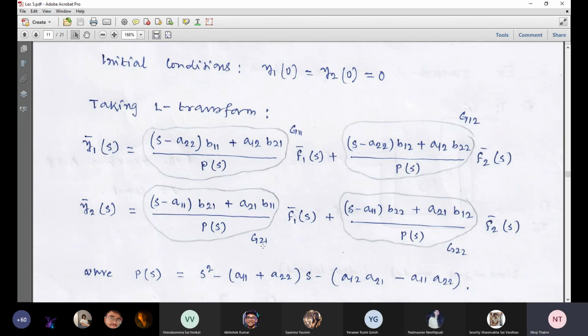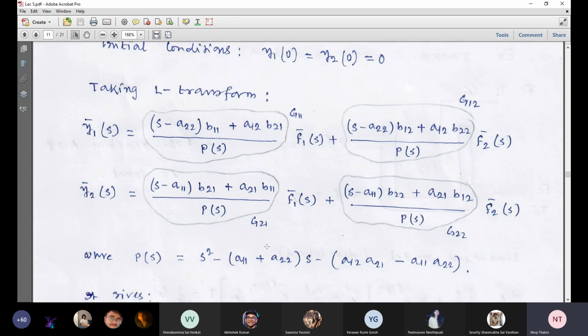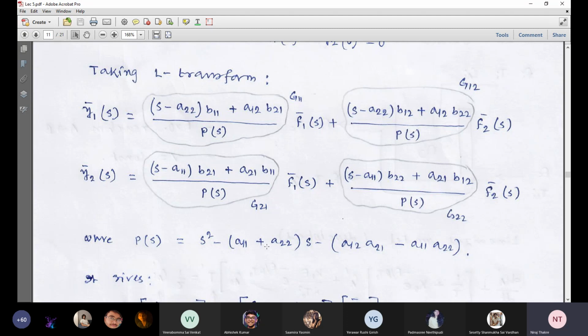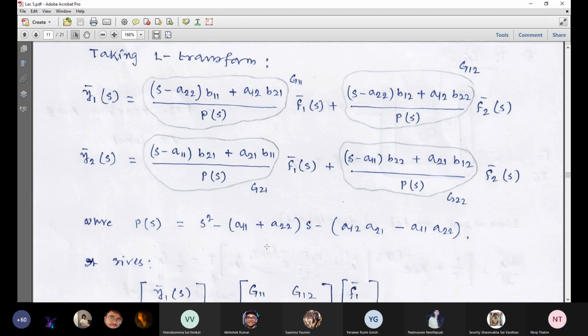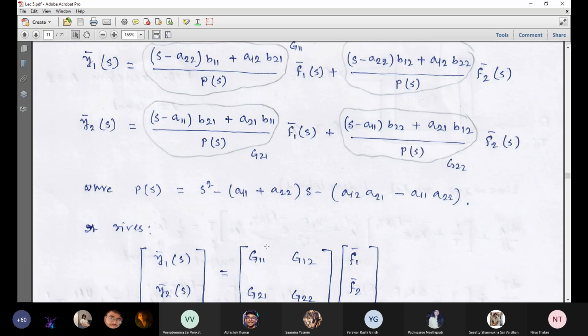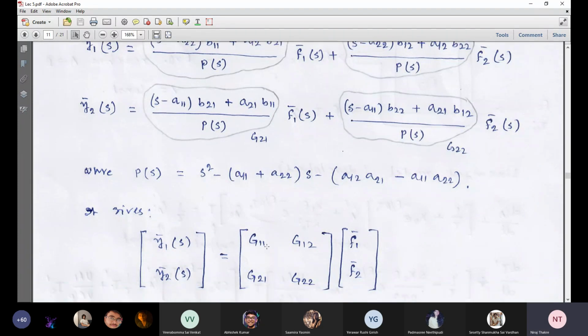Similarly here you see G21. First one is output, that means Y2. Second one is input, that means F1. So in this way the nomenclature for G is decided. Now let us write them in matrix form. And when it is coming to the matrix, as I told, the notation is like first suffix indicates the row and second one is the column.